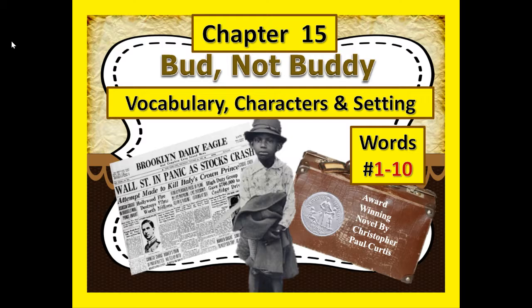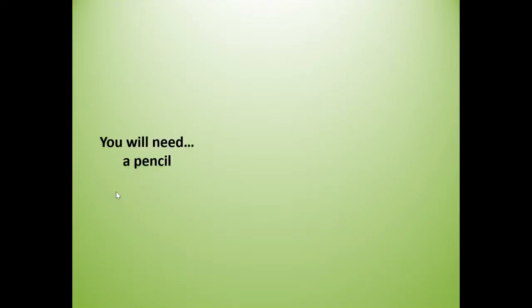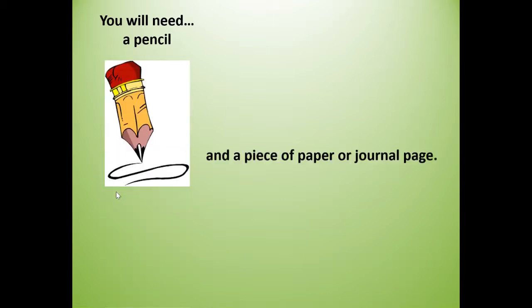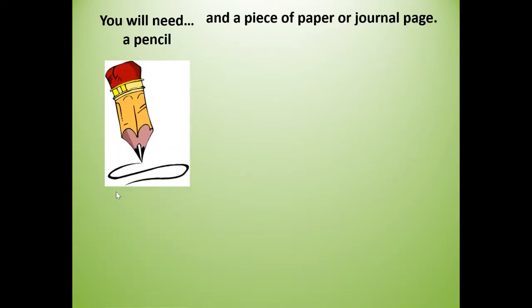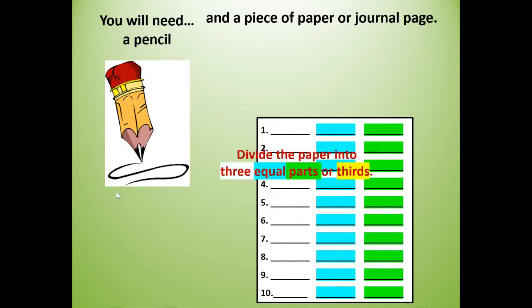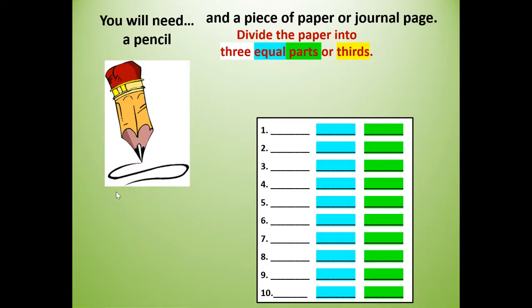Today we're going to preview Chapter 15 of Bud Not Buddy by talking about important words or vocabulary, characters, and setting for the chapter. And we're going to write down words and phrases 1 to 10. So for this lesson, you will need a pencil and a piece of paper or journal page. And you're going to divide the paper into 3 equal parts or thirds.